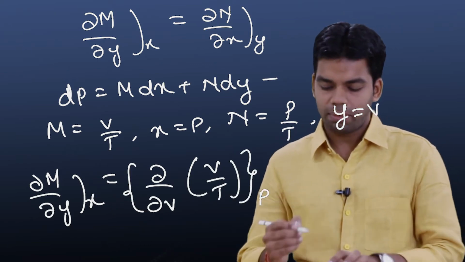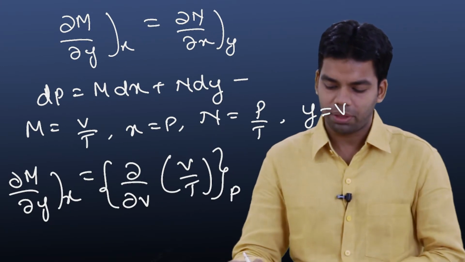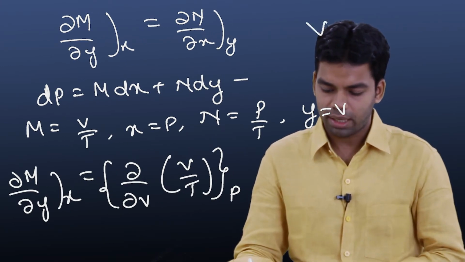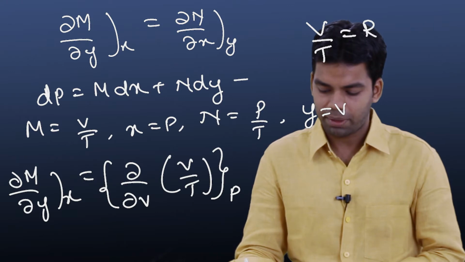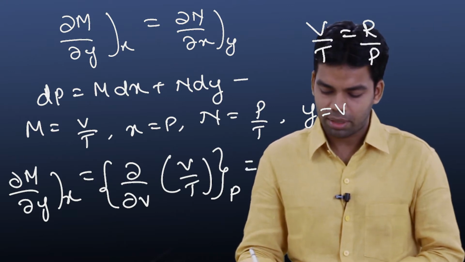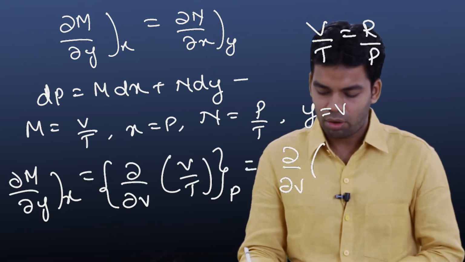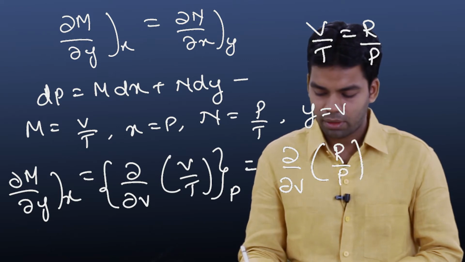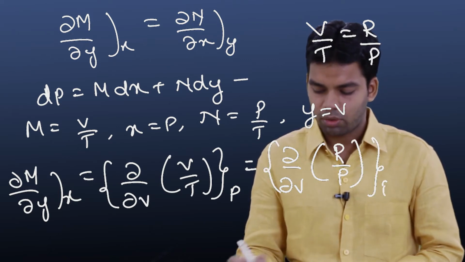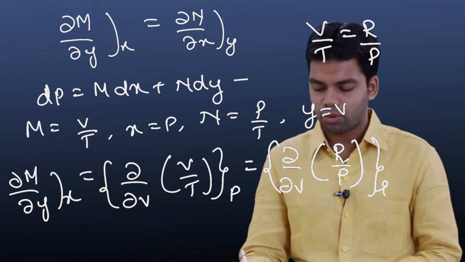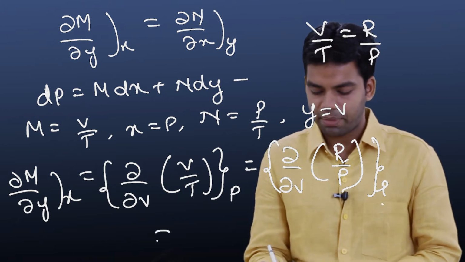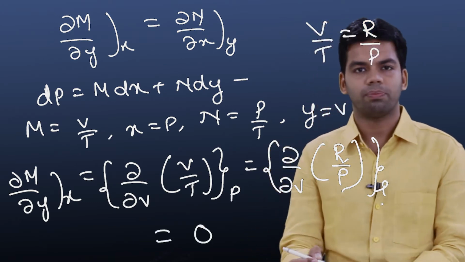Okay. Now, this V by T can be further written as, we know PV is equal to RT, so V by T can be written as R by P. So, you can write it as del by del V of R by P, at constant P. Now, R is a constant, P is again a constant. So, del M by del y at constant x will be equal to 0, first thing.